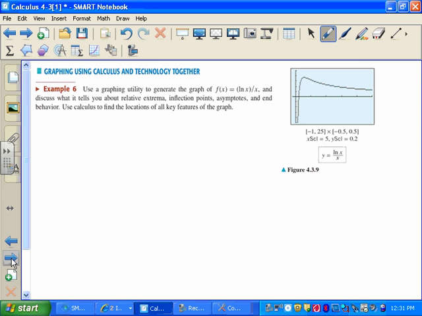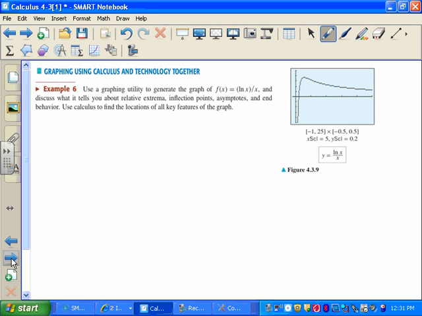So using calculus and a calculator. Okay, so here's what we're going to do. Go ahead and grab your graphing calculators. If you don't have a graphing calculator, I hope you have an app. And we're going to go ahead and enter the natural log of x divided by x. So I have mine entered, and I'm going to go ahead and graph it.